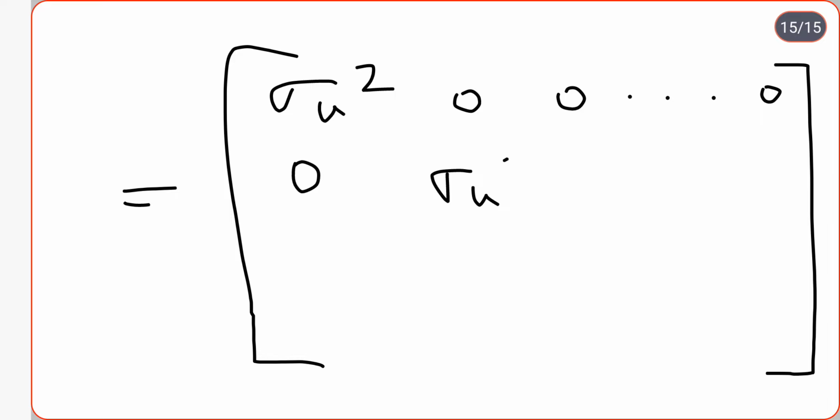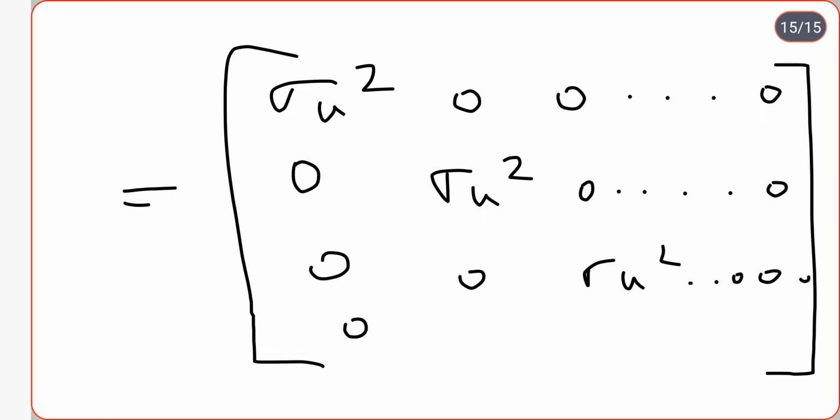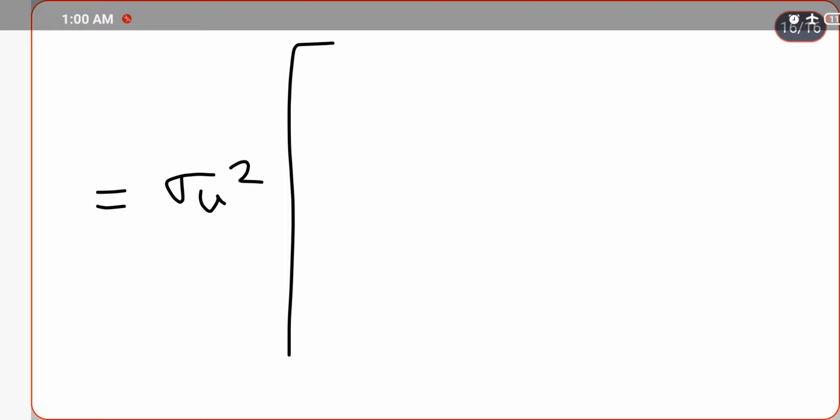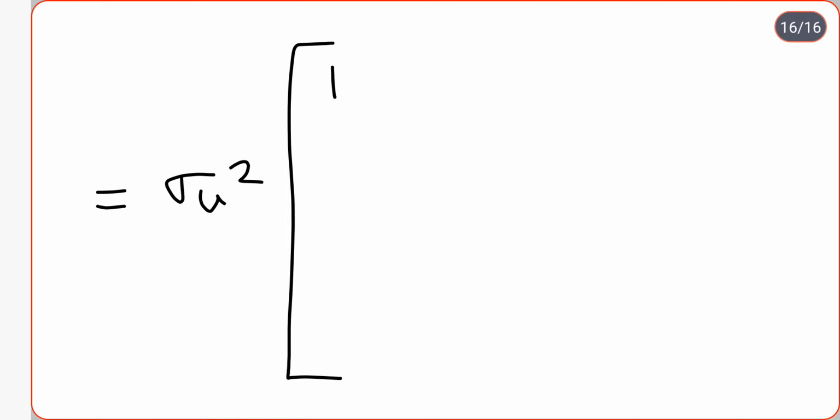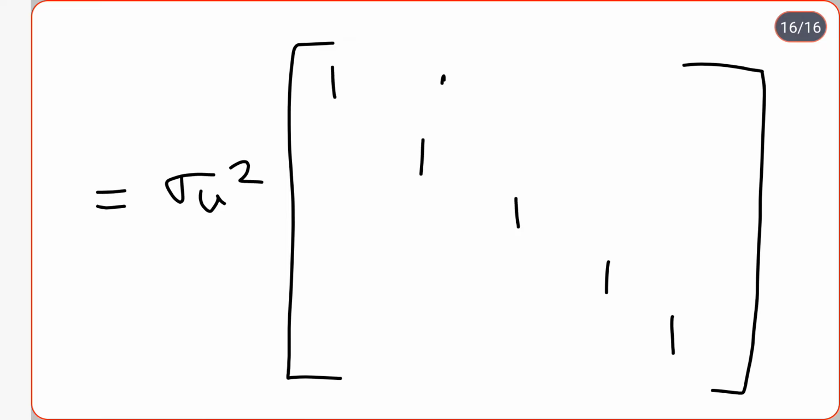Sigma u square, 0, 0, 0, 0, and sigma u square. So the diagonal terms are sigma u square, but the other terms are nothing but 0. So we may take sigma u square common out of this matrix. After taking sigma u square common out of this matrix, the diagonal terms are now converted into 1, but the remaining terms are nothing but 0 still.